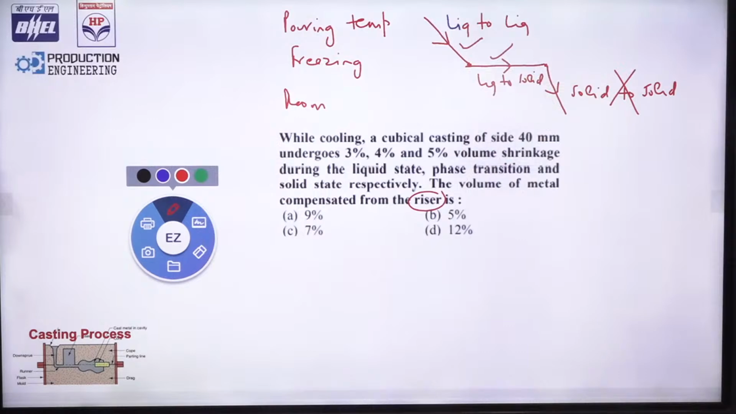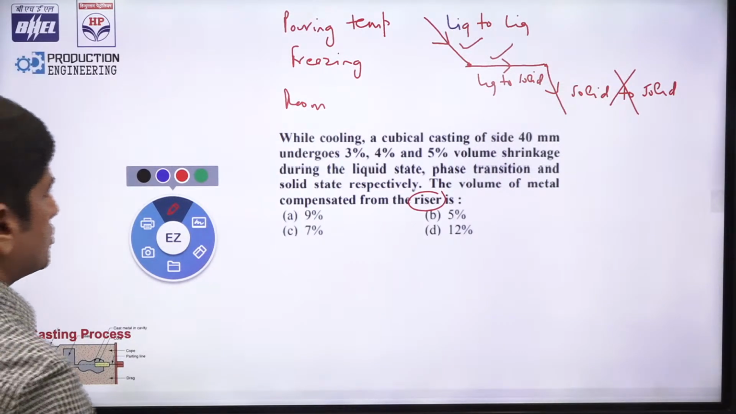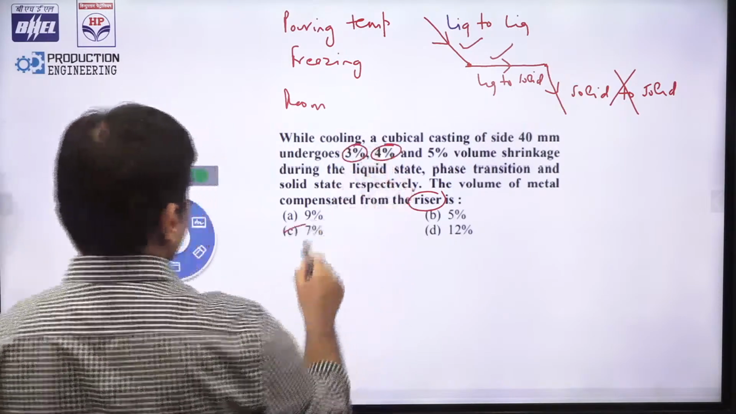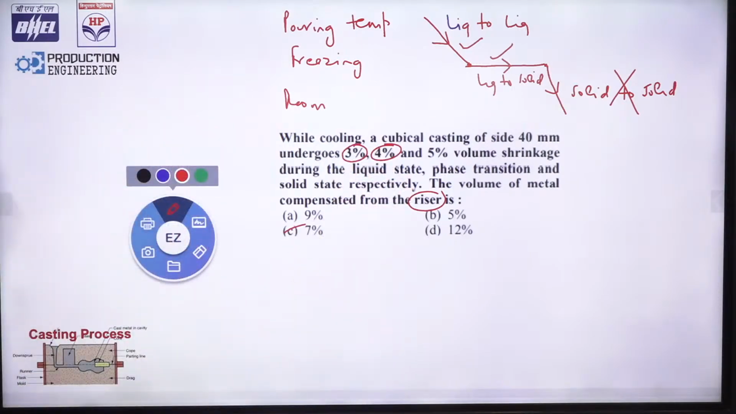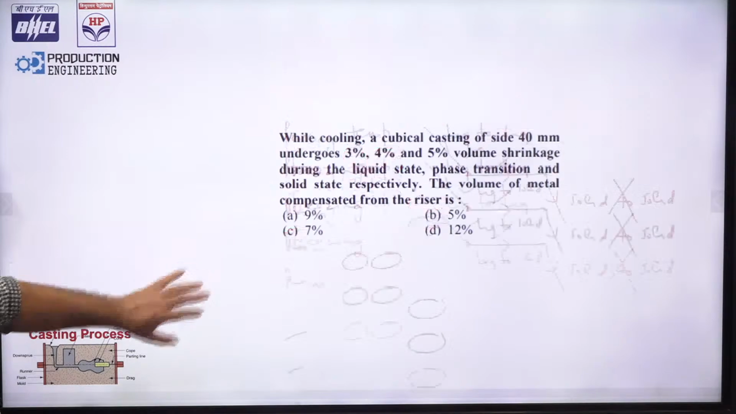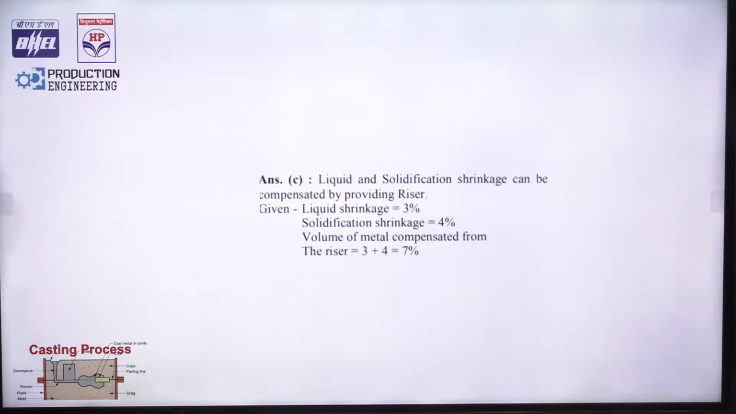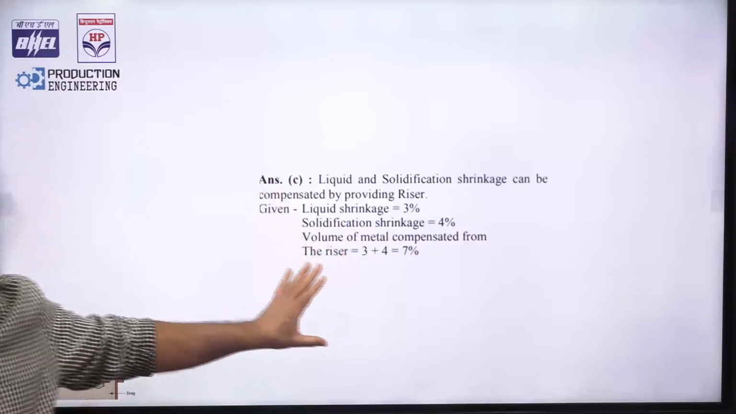So shrinkage from liquid to liquid. So what will the riser take care of? 3% and 4%. So I think this question is already there. You people have done this question in the GATE exam. So the riser will take care of these 2 percentages. This you have already done. So 7% allowance is taken care of by the riser. So this kind of question you can expect in the exam.